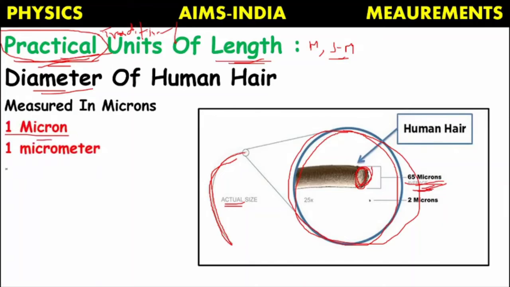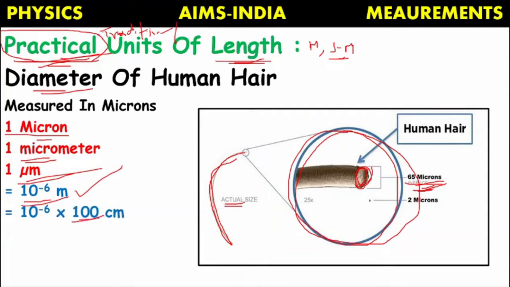1 micron is equal to 1 micrometer, or we call it μm. Mu stands for micro here, the Greek letter mu. Its value is 10 power minus 6 meters. If you multiply with 100, because 1 meter is 100 centimeter, it will be converted into centimeter: 10 power minus 4 centimeter. Like that, human hair we can measure in microns.